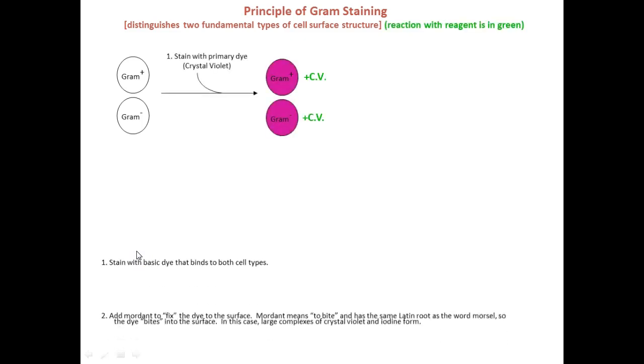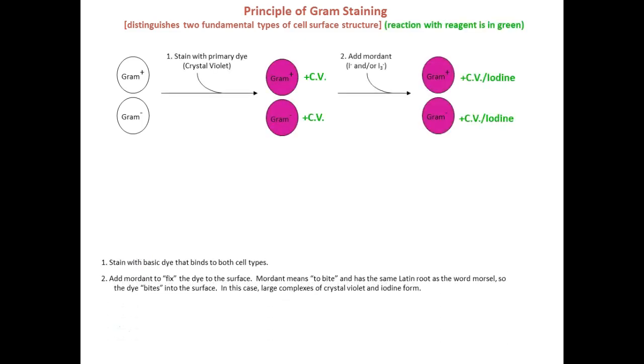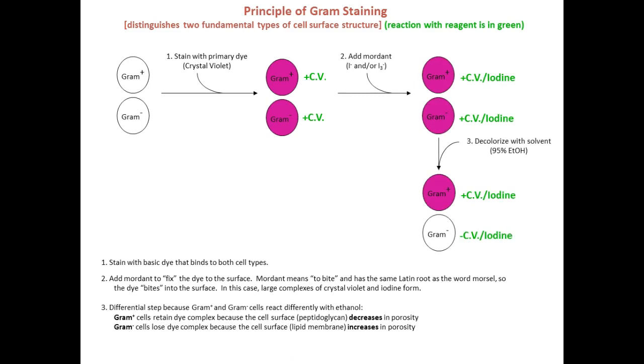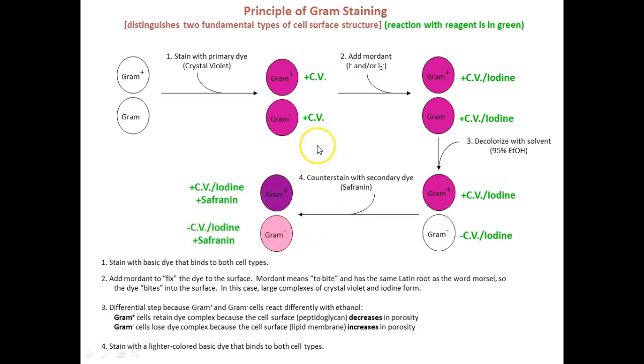So another way of looking at it: all of them are going to be purple. All of them get the iodine. We decolorize. Only the gram-negatives should lose the color. Then we stain with safranin. As I said, you're going to actually get a deeper purple, and then you're going to get a light red or pink for your gram-negatives, if done properly.